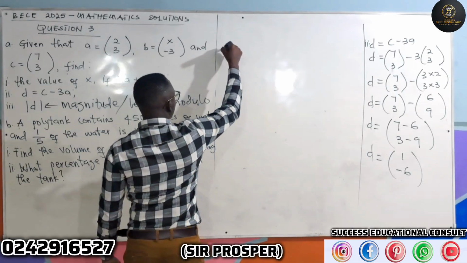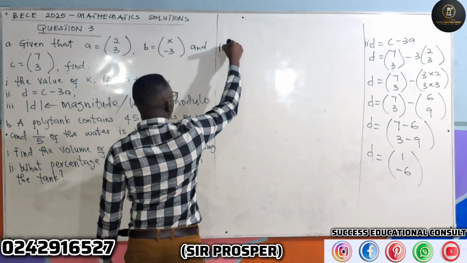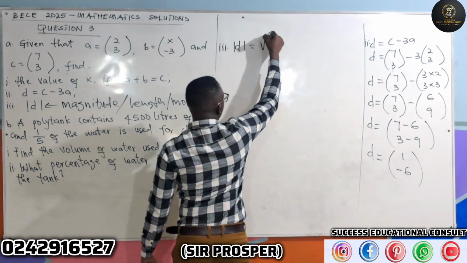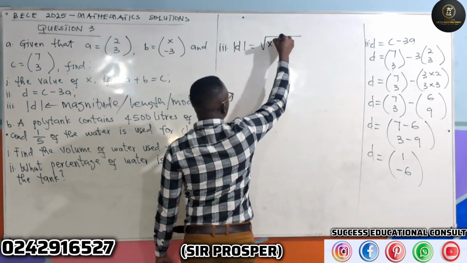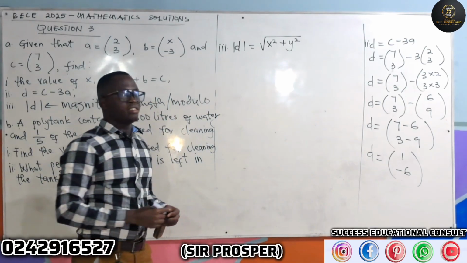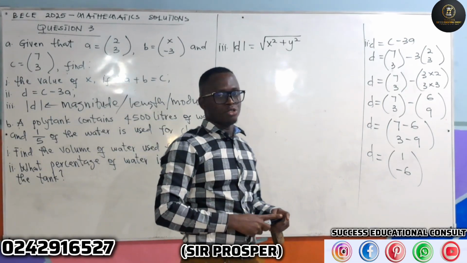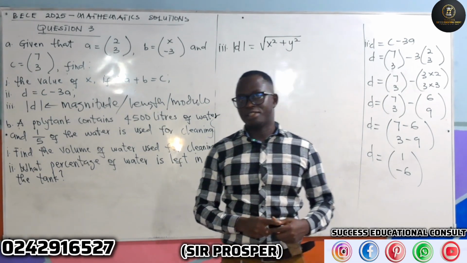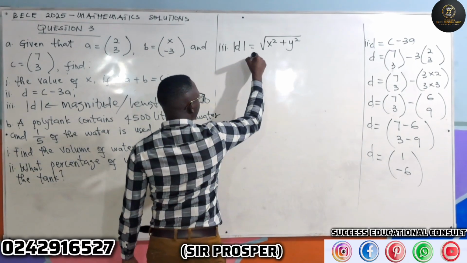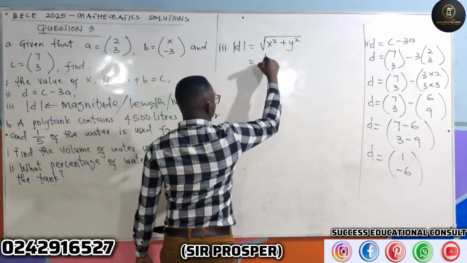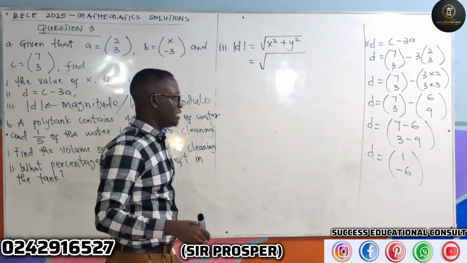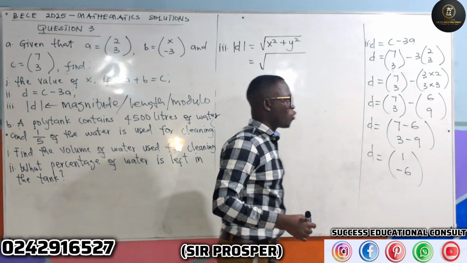So the magnitude of the vector D is equal to the square root of x squared plus y squared. This has something to do with Pythagoras theorem, so take note of that. Now, what is x? When you check the components of the vector D, x is 1.